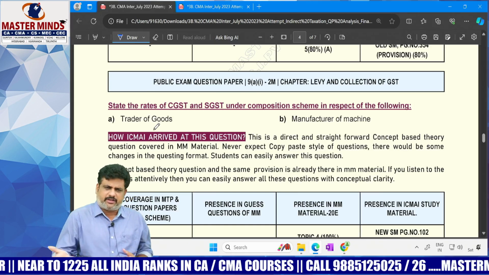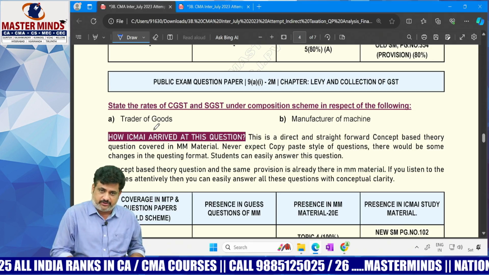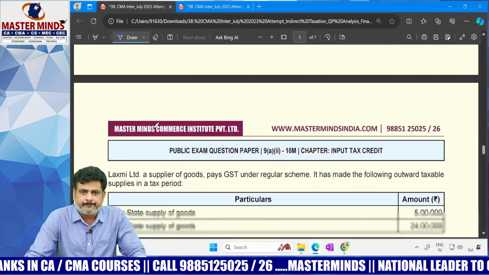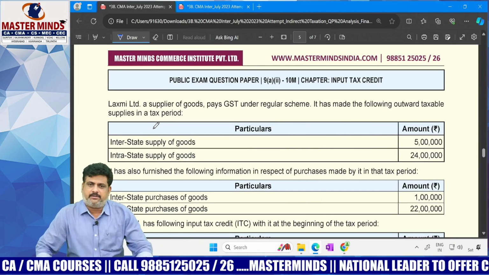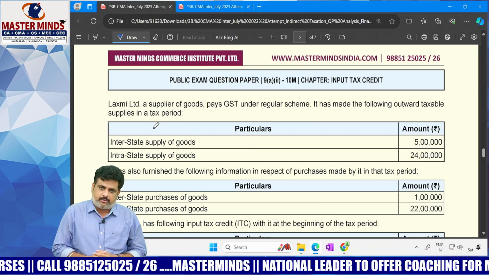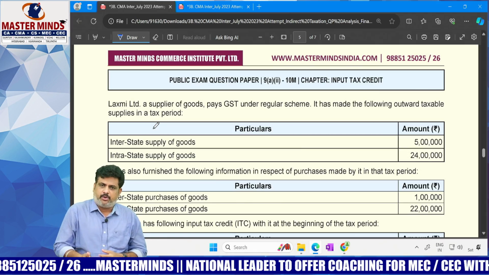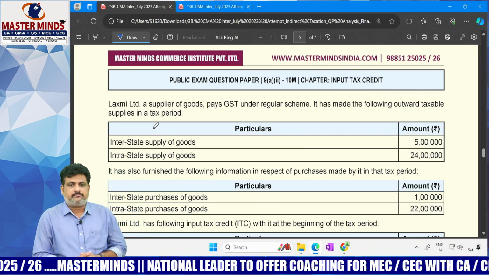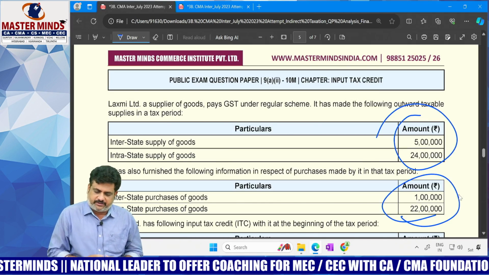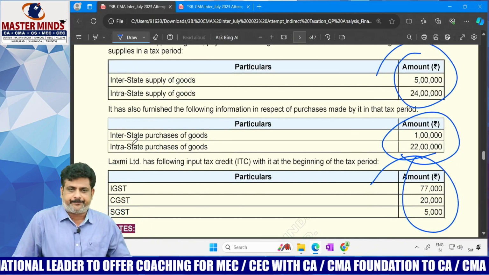Those are the straightforward rates that were asked. This is a direct and straightforward concept-based theory question which is covered in the material as part of the theory part. And this is 9A2, 10 marks, chapter Input Tax Credit. Lakshmi Limited is a supplier of goods and pays GST under the regular scheme. It has made the following outward taxable supplies in a tax period. Some outward supplies details are given, some inward supplies details are given, and ITC purchase details are given.